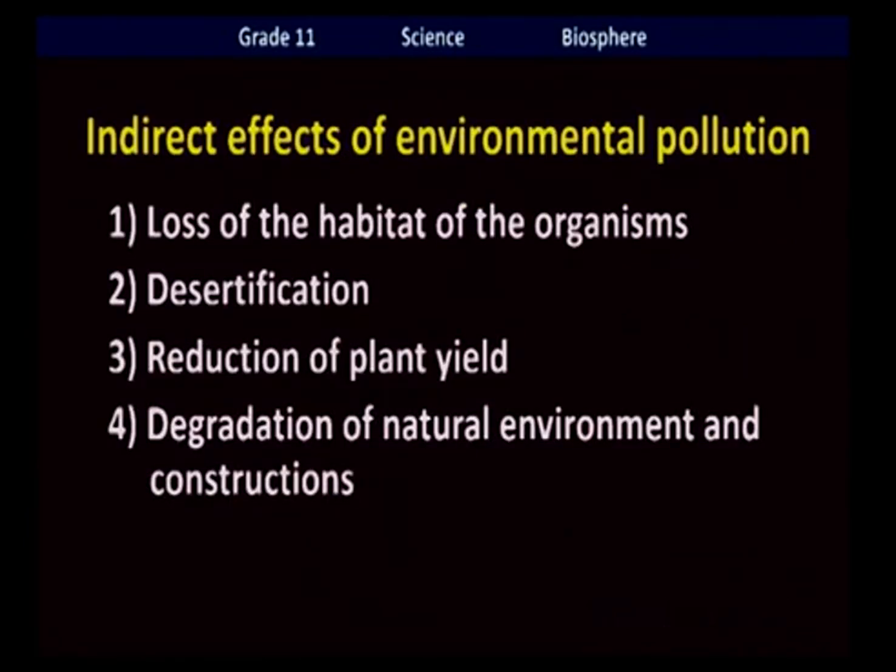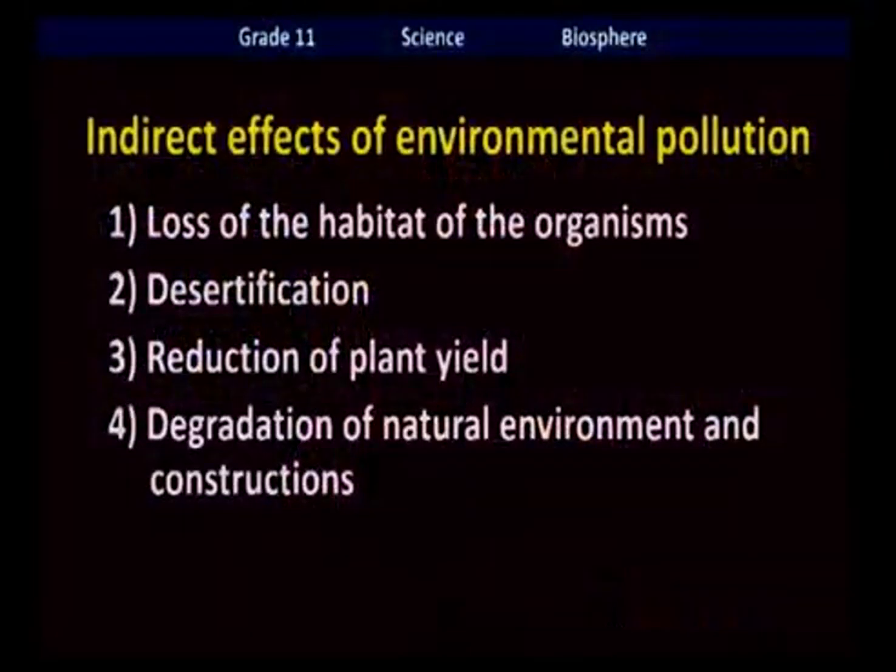Number 1, loss of the habitat of the organism. Loss of habitat is one of the major threats for biodiversity loss. The main reason for biodiversity loss is loss of habitat. One of the best examples we can give is human-elephant conflict. The natural environment is not available for them to live, so these wild animals reach the villages and damage the cultivation. Then there is a conflict between the humans and those animals. Therefore, we have to protect the natural environment for them to live, otherwise they will come and attack the humans.